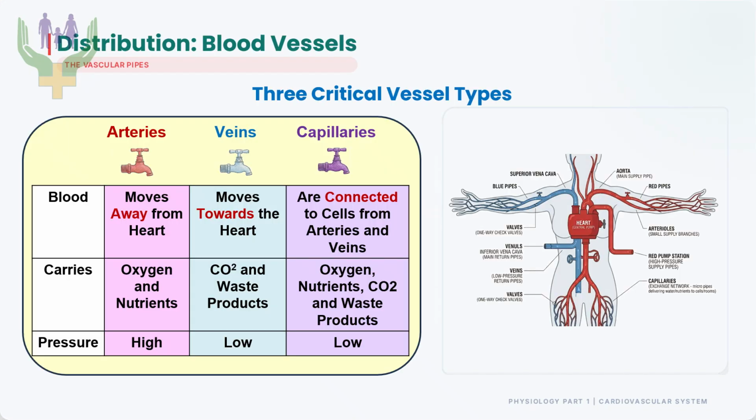Often compared to a plumbing structure, the circulatory system has a pump, the heart, that moves blood throughout the body. Moving oxygen-rich blood away through the arteries requires a high pressure. Moving blood through veins containing CO2 and waste products towards the heart requires a lower pressure. Capillaries connect both arteries and veins to the cells, allowing for the transfer of oxygen, nutrients, CO2, and waste products. Here, the pressure gradient is low.